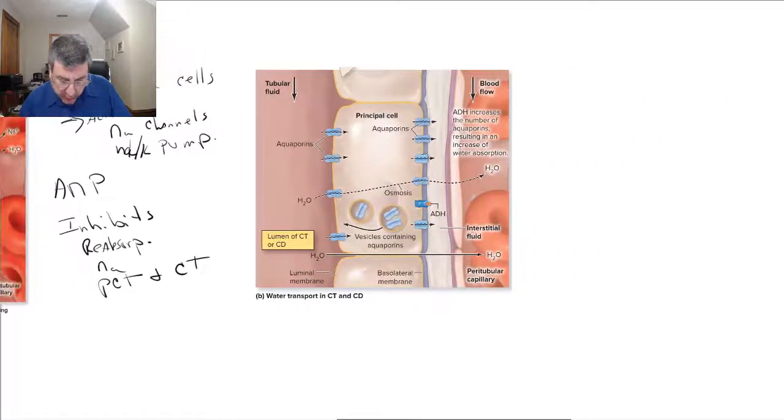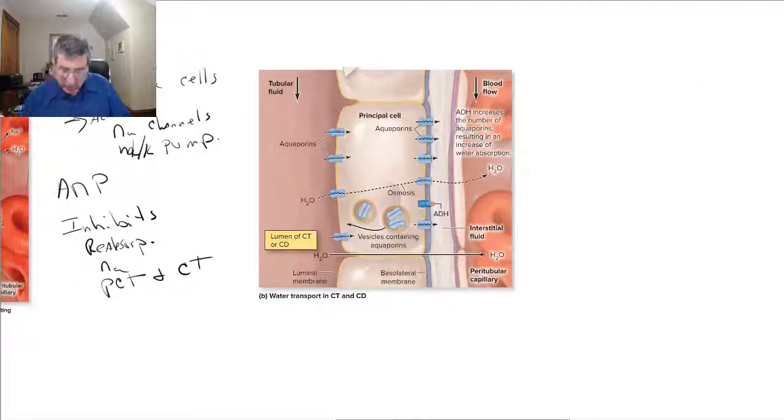What picture do we have here? This is just your water transport on here. Water coming from here, going through these aquaporins, coming through, or it goes in between the cells. That's all that was talking about on that one. Not a big deal, but you got a picture here so you can see this one. Okay.